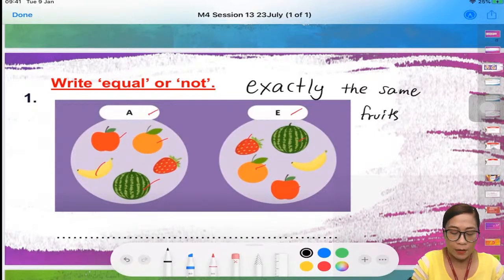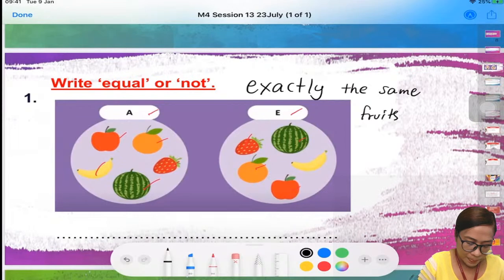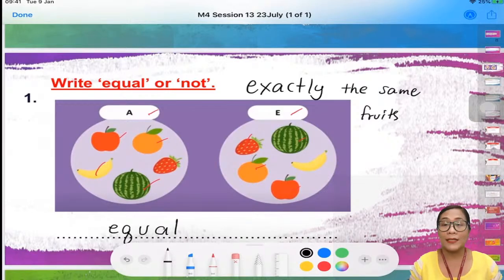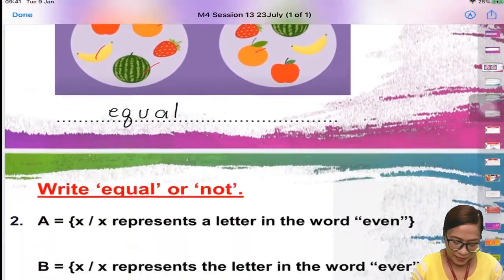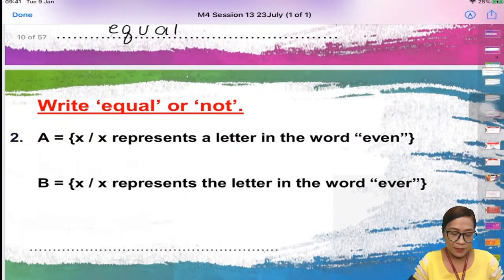What you can see in set A are also found in set E. So the answer for number one is equal. They are equal sets because they have exactly the same elements. Okay, it's easy, huh? Okay, number two, the same, right?